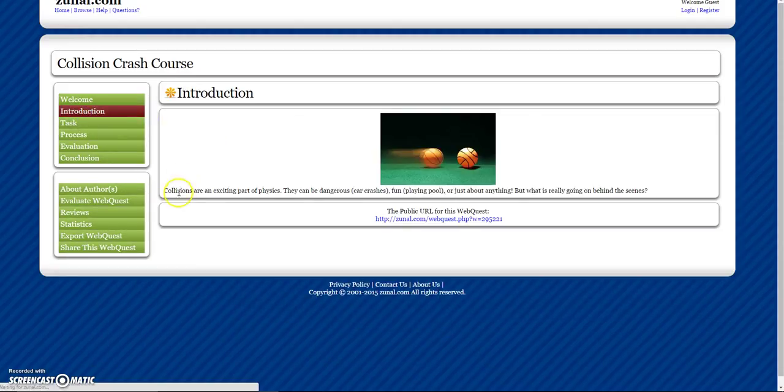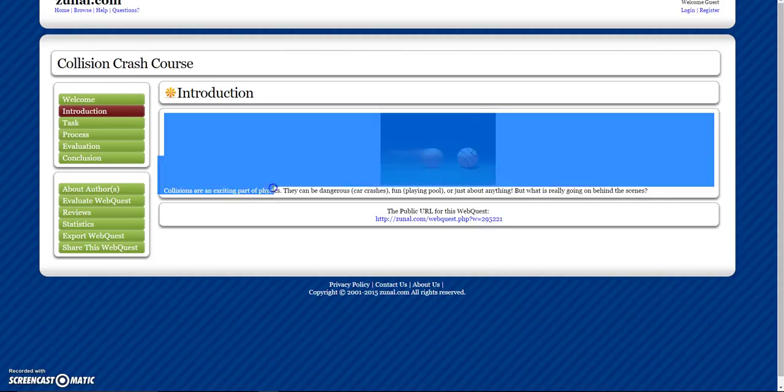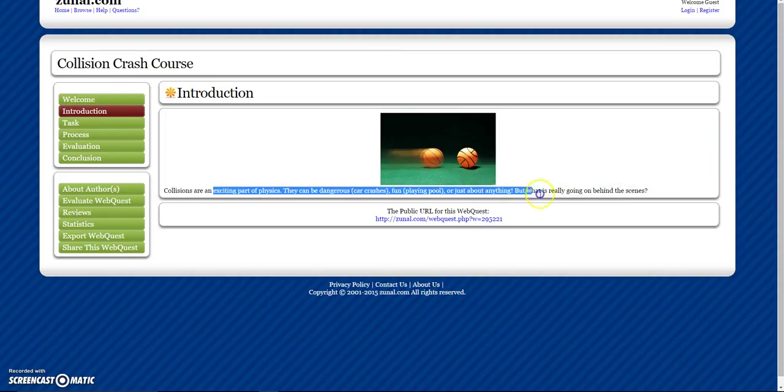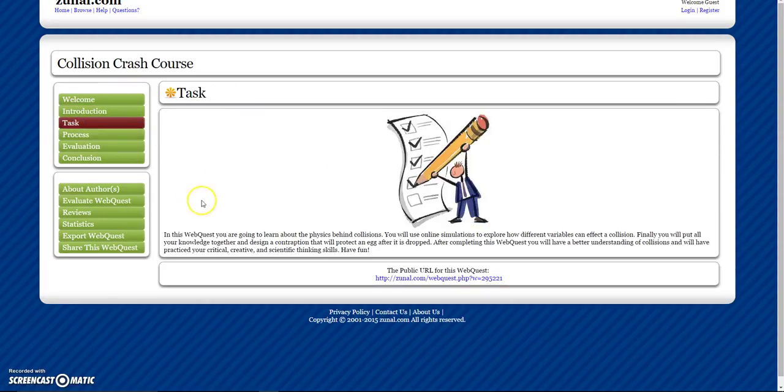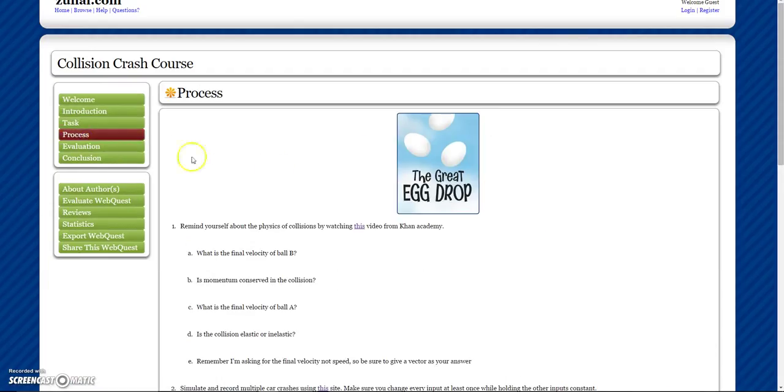Okay, it's a little laggy. Okay, introduction. Collisions are an exciting part of physics. They can be dangerous, as in car crashes. They can be fun, like playing pool, and they can really be just about anything. But what's really going on behind the scenes? This is just to get students a little interested, a little excited. Again, here's the task. Okay, so the process.